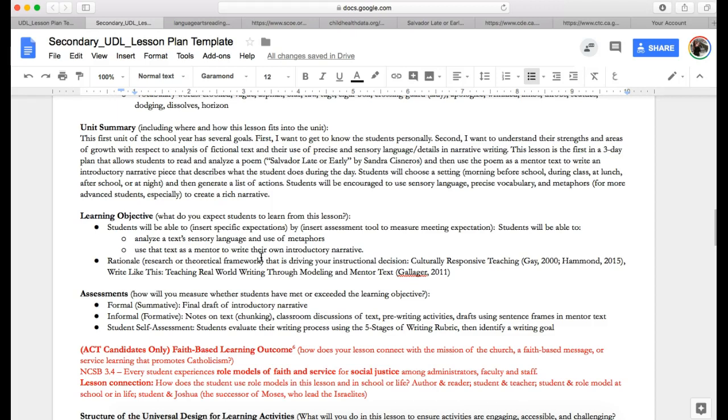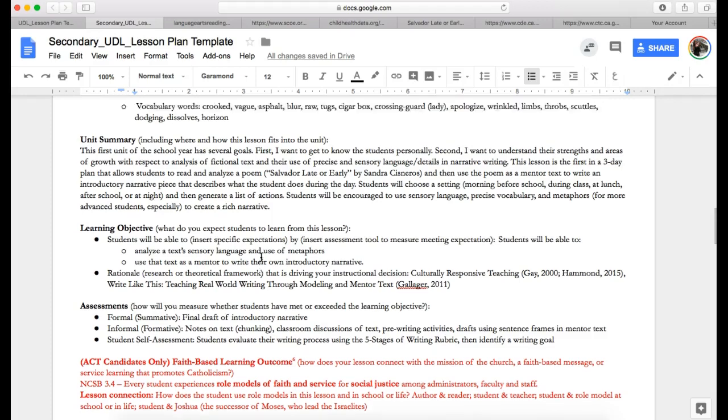It's the first lesson in a 2 to 3 day sequence that allows students to read and analyze the poem Salvador Late or Early by Sandra Cisneros. And then we're going to use that poem as a mentor text to write an introductory narrative piece. Students will describe a particular time of day where they will share what their actions are, and that will help us as teachers to get to know a little bit more about their own personal lives, but also about their ability to use language.